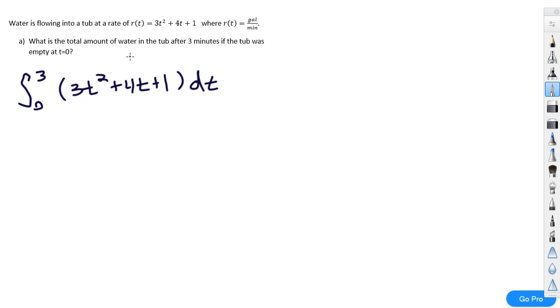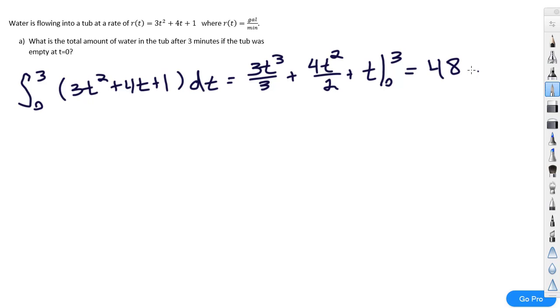no matter what the rate of change function is, to figure out a quantity, we're going to take the antiderivative and evaluate a definite integral. So this is going to equal 3t to the third divided by 3 plus 4t squared divided by 2 plus t. We need to evaluate that from 0 to 3. If you plug those numbers in, we are going to get 48 total gallons in the tub.